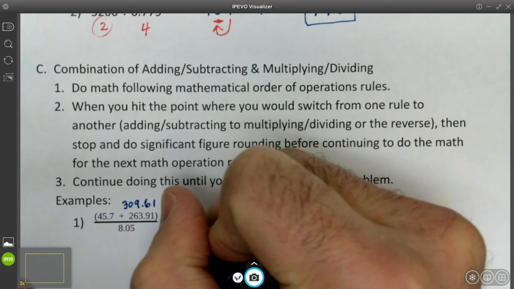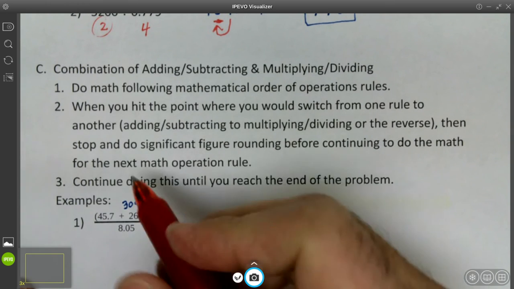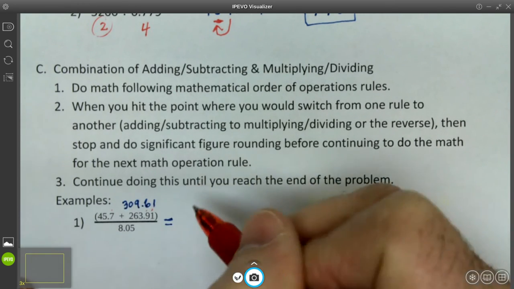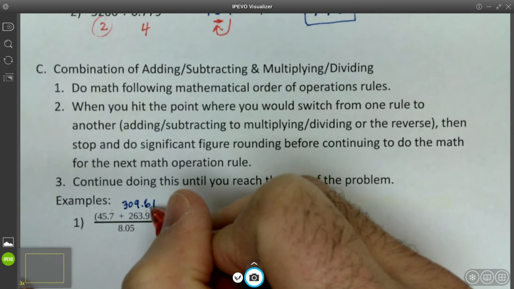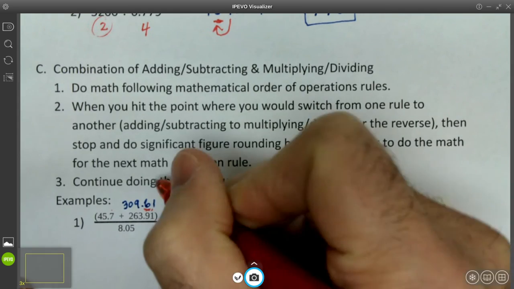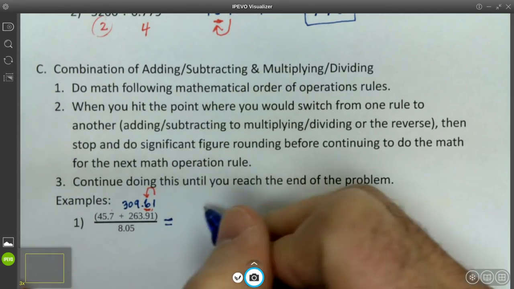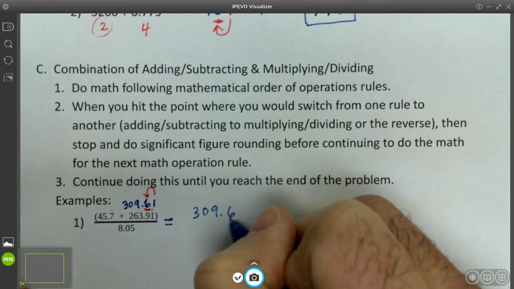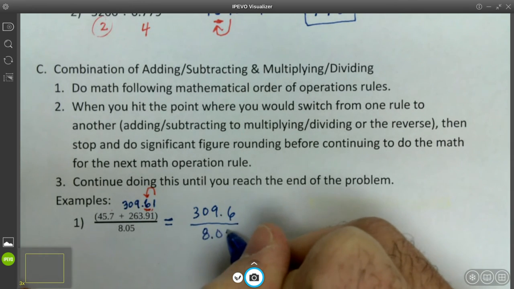So for the adding rule, remember, these both have decimals, right? So I can do the little shortcut. This has 1 decimal spot, this has 2. So my answer needs 1 decimal spot. So it would be the 6. I look here, does that round it up? No, it does not. So my answer rounded for the adding rule would be 309.6.